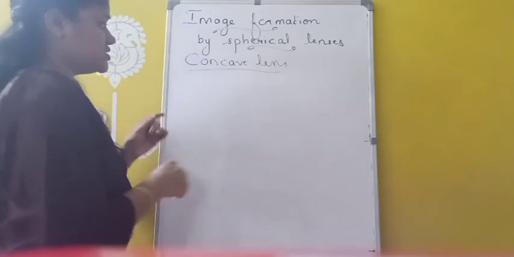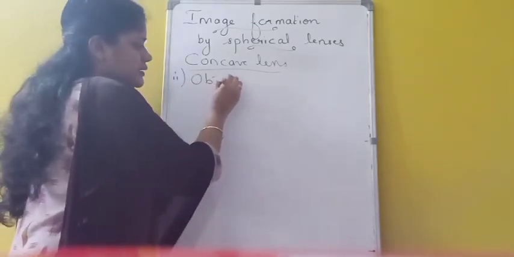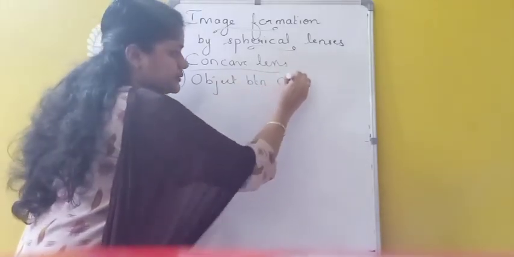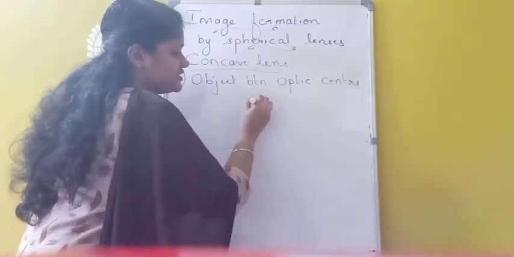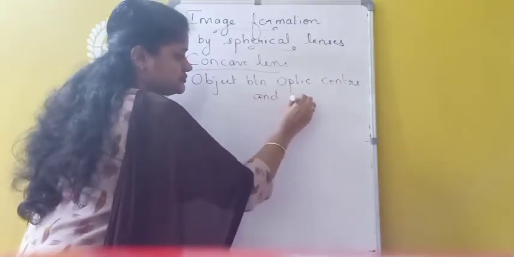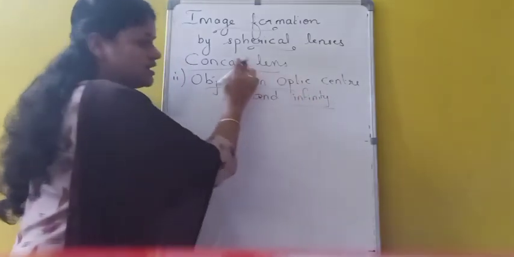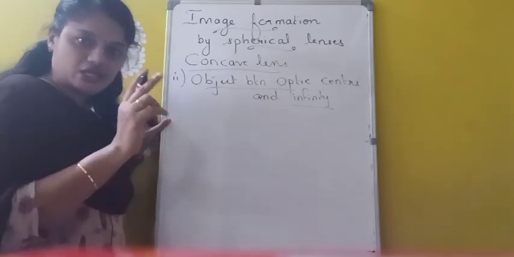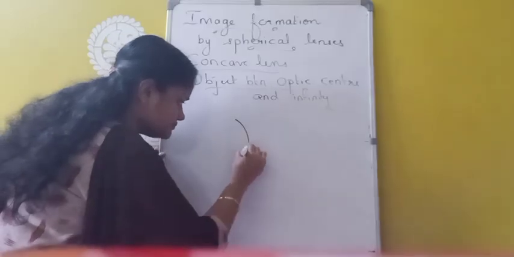Now second condition: object between optic center and infinity. So this is the second and the last condition case of concave lens, because in the case of concave lens we have only two ray diagrams. So first of all, draw a concave lens.